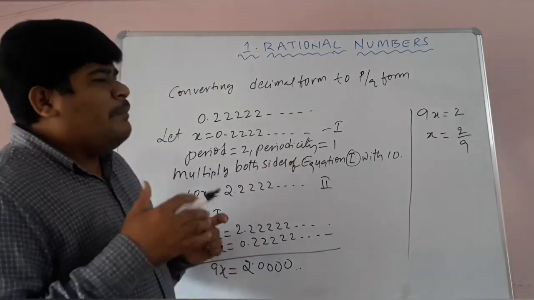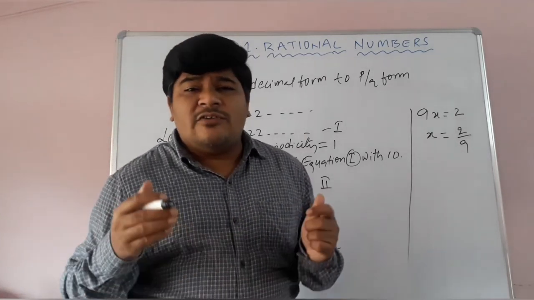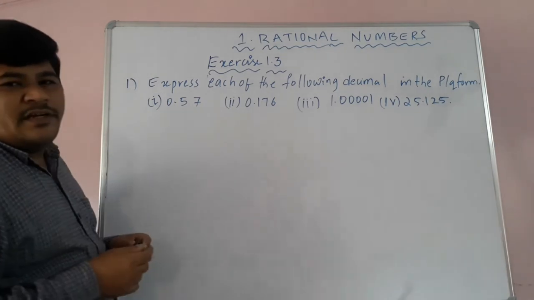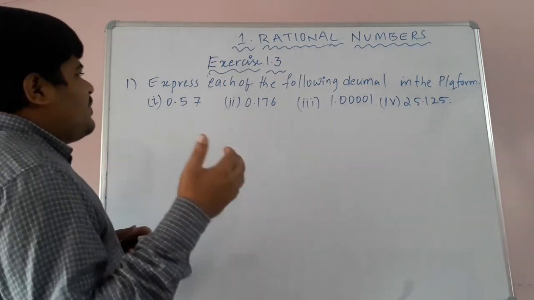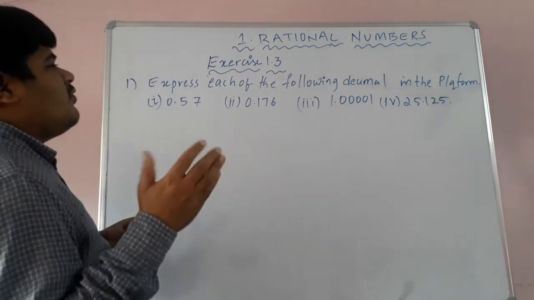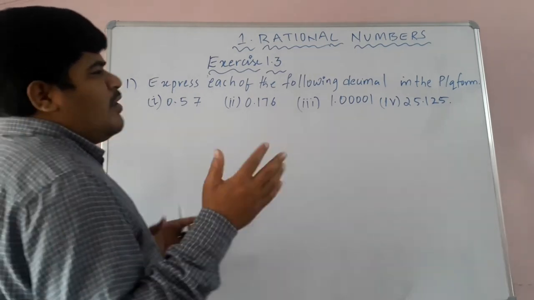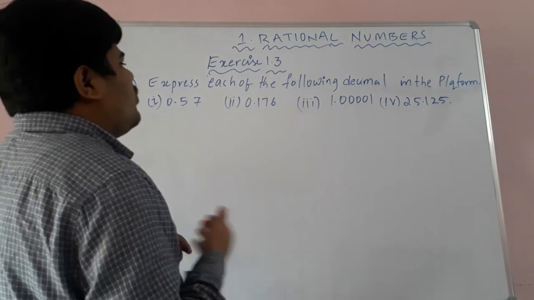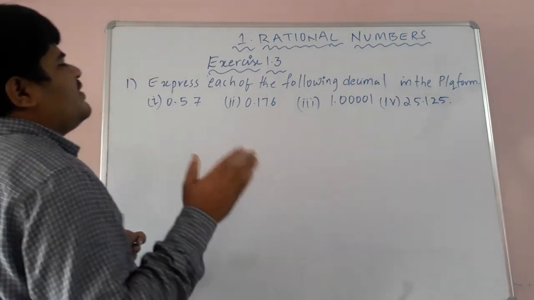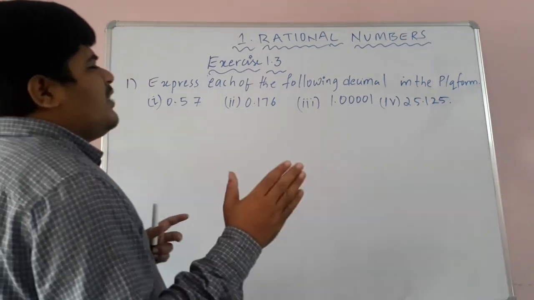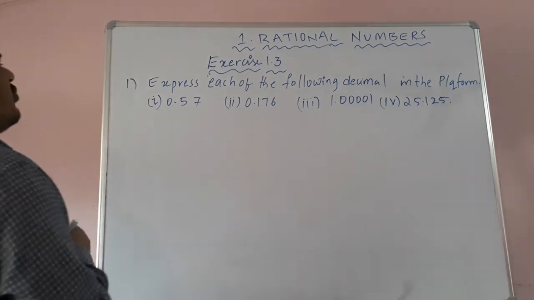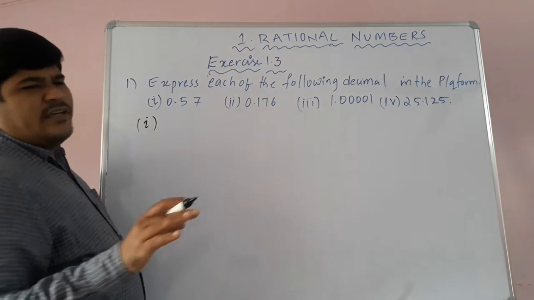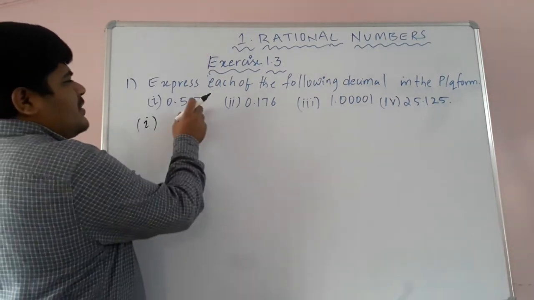Now based on these concepts we have to solve problems in exercise 1.3. Let's see problem number 1 in exercise 1.3. Express each of the following decimals in the p by q form. Students, the first problem is 0.57, 0.176, 1.00001 and 25.125. Let's see the first problem. All are the same type, children. Now I will explain this first problem and the last problem.